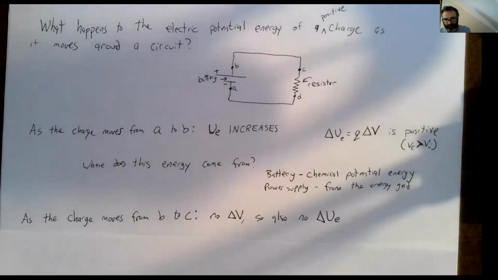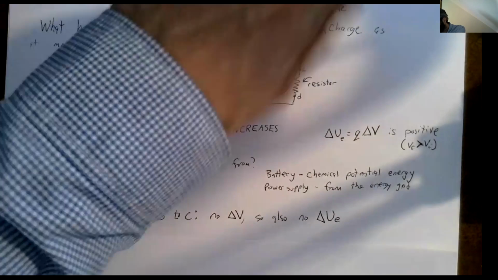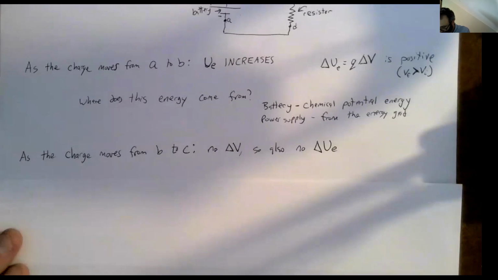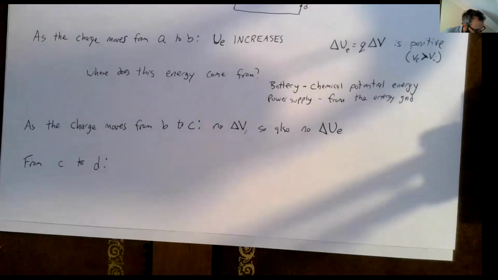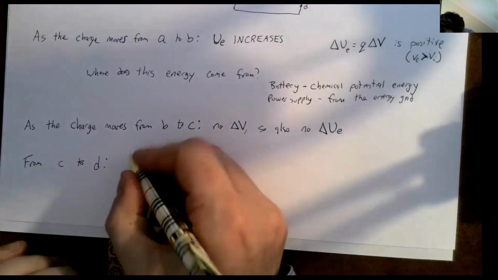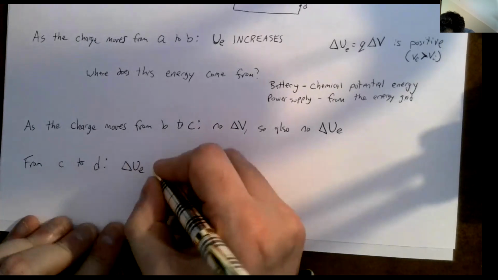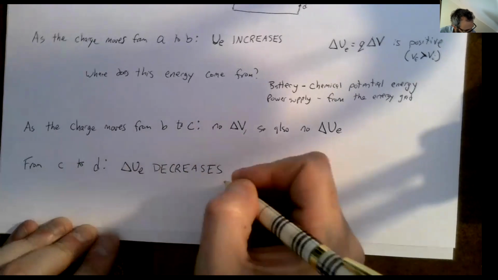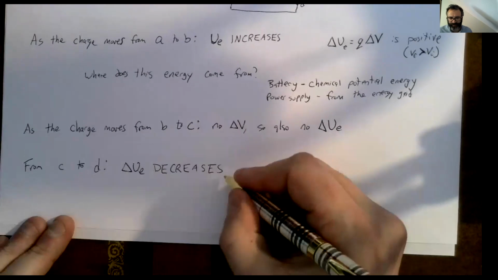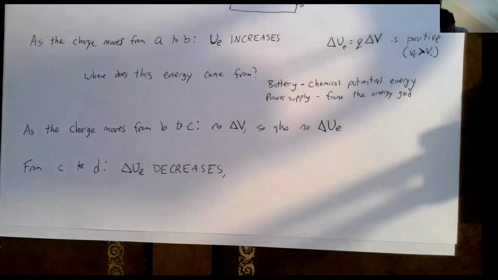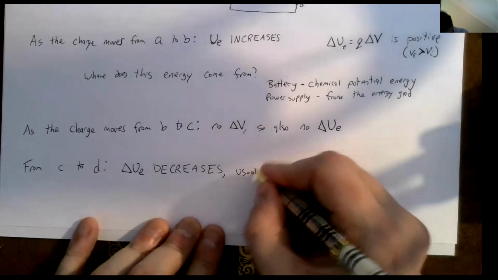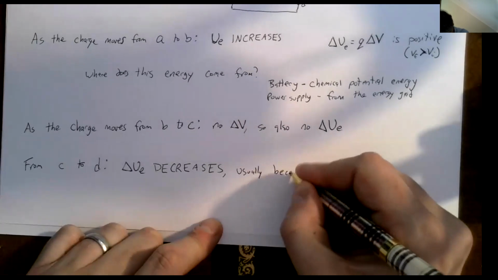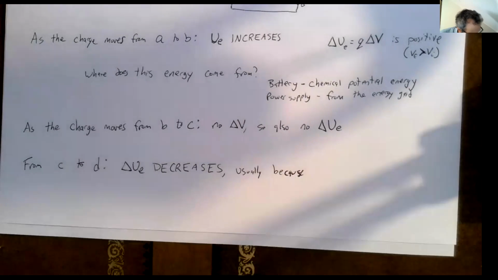And then what do you think is going to happen from C to D? What's going to happen to the electrical potential energy of that? It decreases. Yeah, it's going to decrease. So from C to D, we can see that the potential energy decreases. And that's usually because, if you have a resistor, and this is oversimplifying it. Well, what do you think? What's causing that energy to decrease? What's happening to the charges flowing through the resistor?